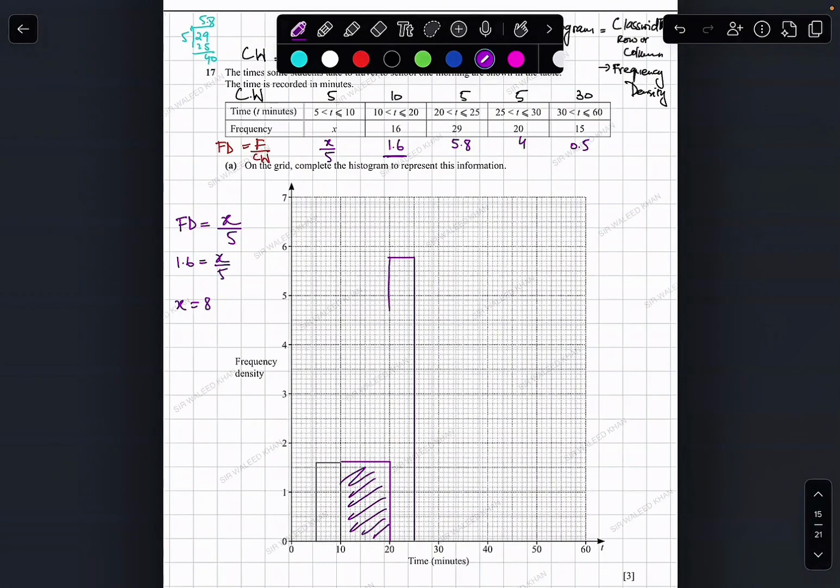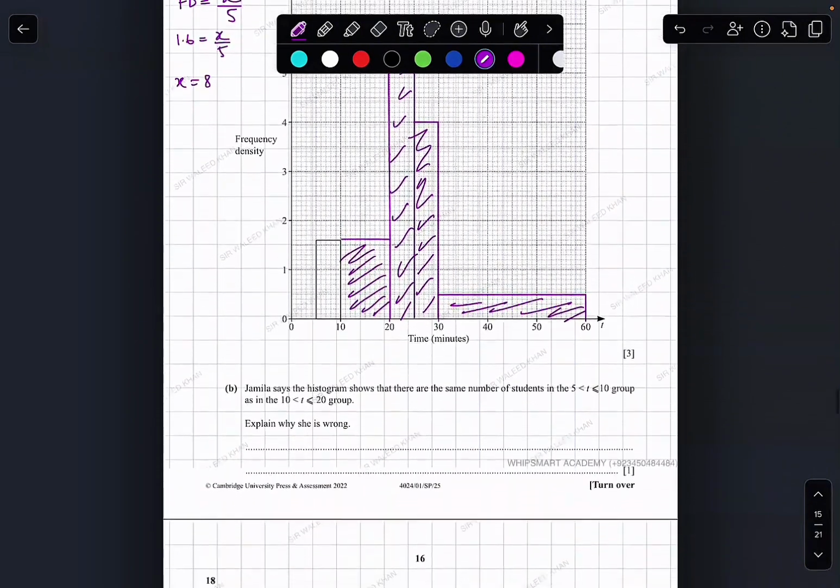This is your bar. Next, between 25 and 30, the height should be 4. Frequency density will tell you the height of the bar. So 25 to 30, that is 4. Then 30 to 60, that is 0.5. Height is 0.5, 30 to 60. That's for the histogram.